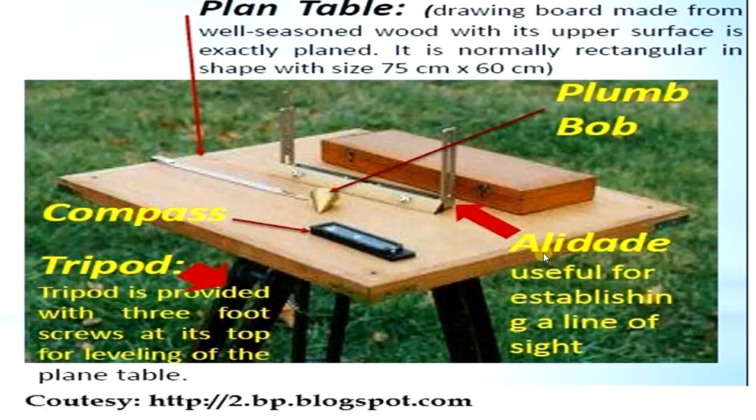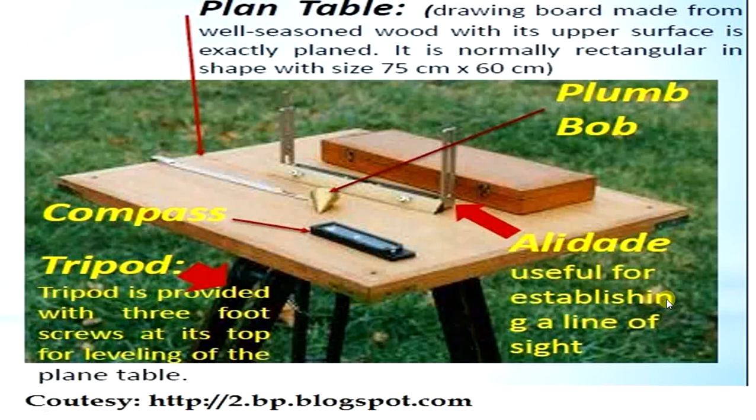The next equipment is the alidade. The alidade is useful for establishing a line on the site. We have to sight the various components with the help of the alidade, and they have to be drawn exactly on the paper.